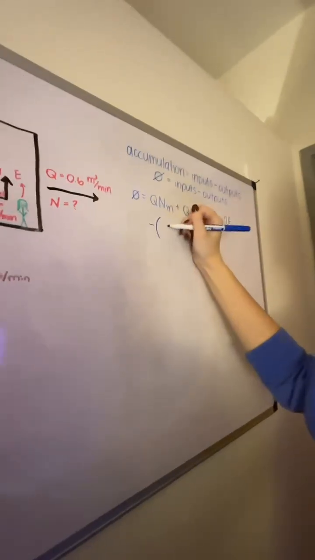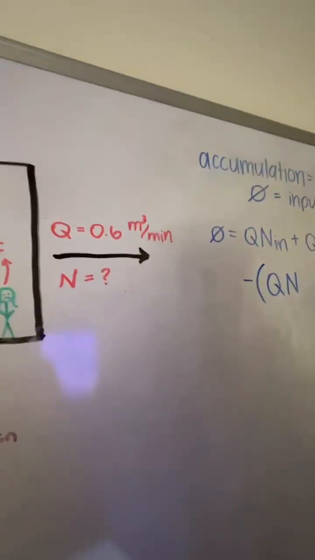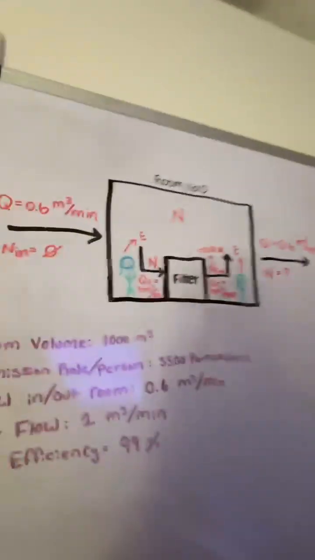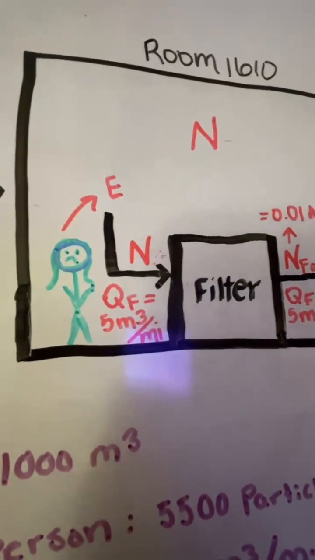Okay, now we subtract our outputs. So we have Q times N, which is this flow out of the room. And then we have to do this flow out of the room and into the filter, which would be QF times N.